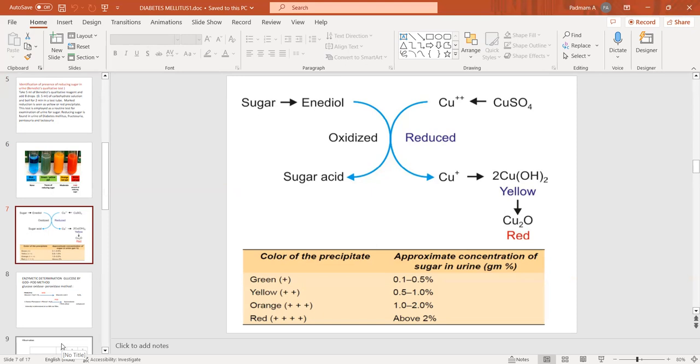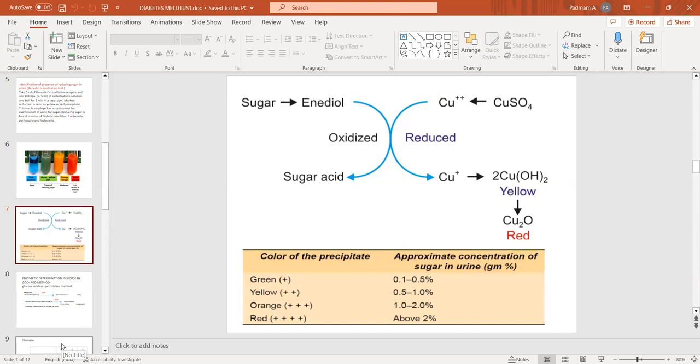So the mechanism of the reaction is that sugar is converted to an enediol, which is oxidized to sugar acid. On the other side, copper sulfate is reduced to cuprous oxide, that is Cu2+ being the reduced one.